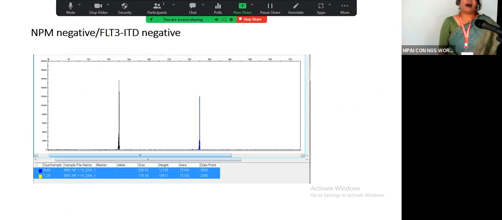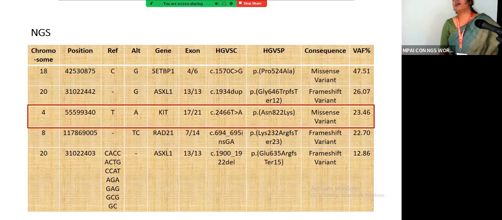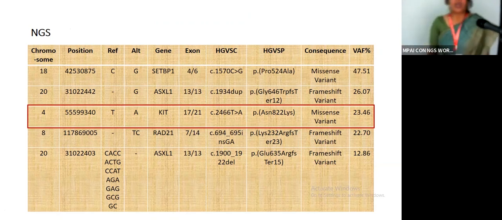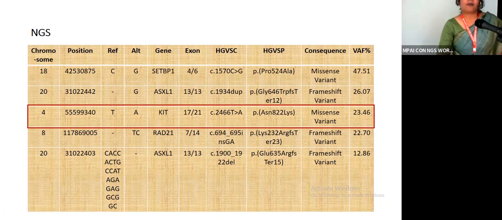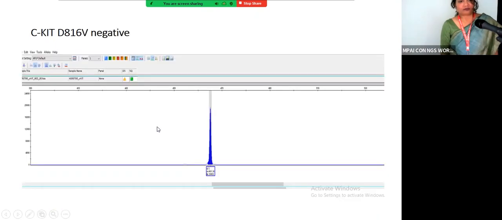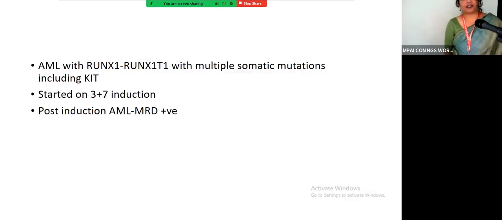So now should we do NGS in this case, because it is already classified by a genetic abnormality? It will always remain a translocation 8;21 AML. Why should we do an NGS in such cases? We did an NGS and let's see what happened. This case had multiple mutations involving SETBP1, ASXL1, KIT, RAS, and 2 mutations other than ASXL1. And KIT D816V was negative in this case.